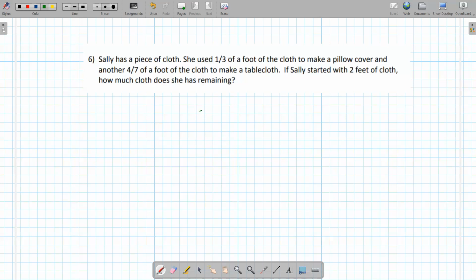So we have 2 feet to start off with. We used 1/3, not of 2 feet, just of 1 foot, okay? A foot. And then minus 4/7, like that.